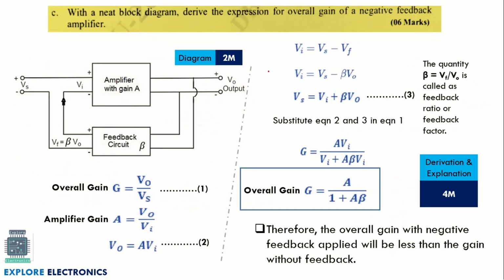The next question is on negative feedback. Here we need to derive the expression for overall gain. Here we need to write the circuit, and by taking the overall gain as G and the amplifier gain as A, we need to derive the expression in this way. So finally the overall gain will be A divided by 1 plus AB.